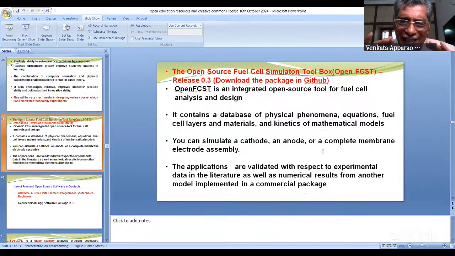You can simulate a cathode, an anode, and a complete membrane electrode assembly. The applications are validated with respect to experimental data in the literature, as well as the numerical results from another model implemented in a commercial package. So it is proved that it is as good as the commercial packages available in the market.